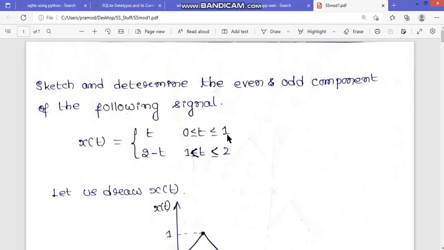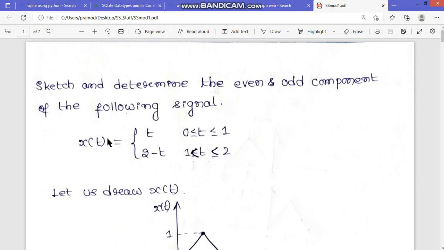Hi, today we'll discuss some questions in the sense problems given in module 1 of signals and systems. Let us begin. Sketch and determine the even and odd component of the following signal.